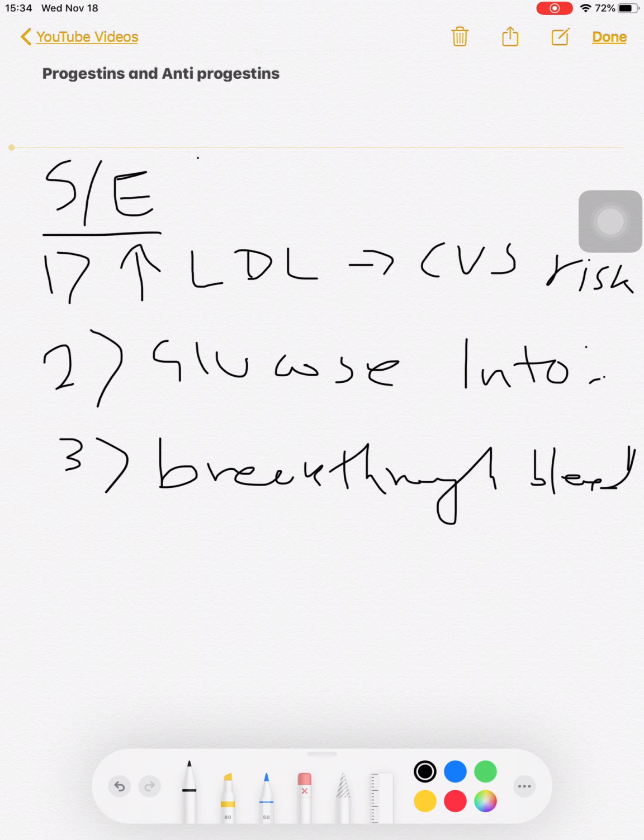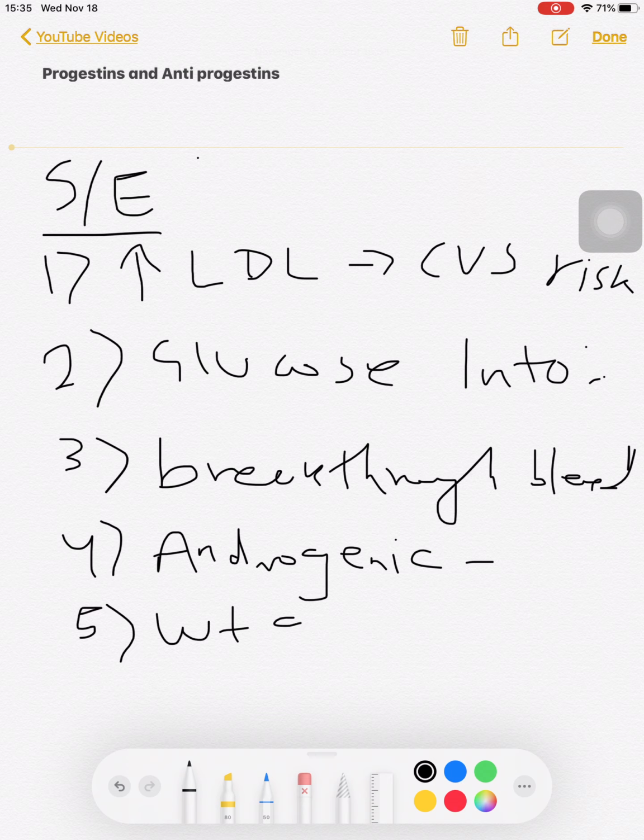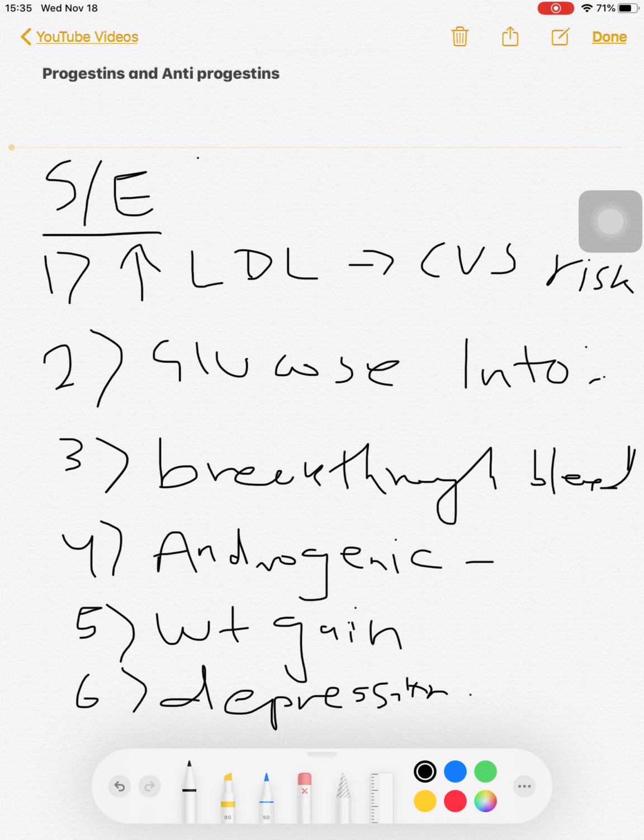The fourth one is androgenic effects. We already discussed that they have anti-estrogenic and androgenic features. Among the androgenic features, the female may suffer from acne and hirsutism. The fifth one is weight gain. Due to sodium and water retention, it causes edema, thus leading to weight gain. The last and important one is depression. Remember that androgen, progesterone, and estrogen are all eliminated through the gallbladder. Thus, they have the potential to cause cholestatic jaundice, especially in very high doses.